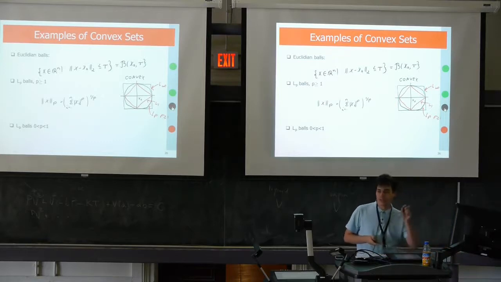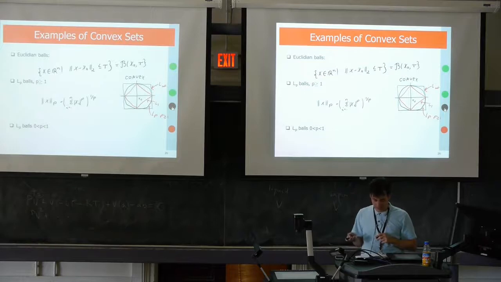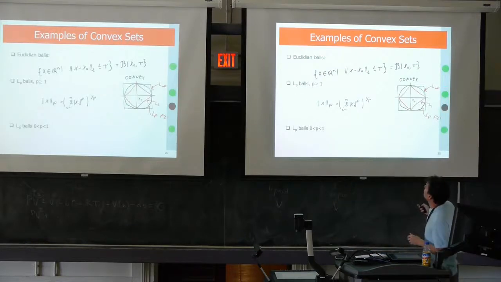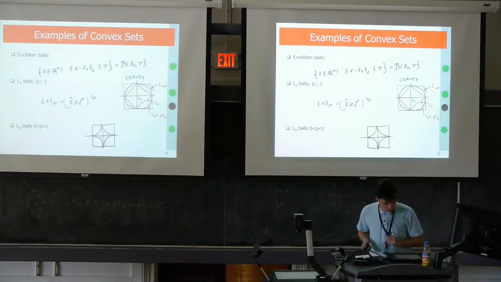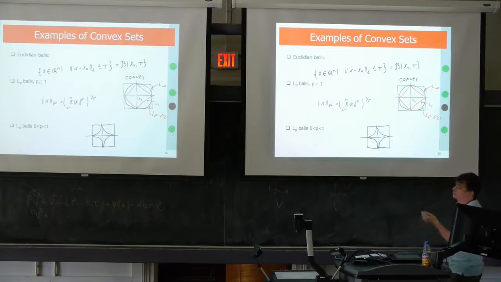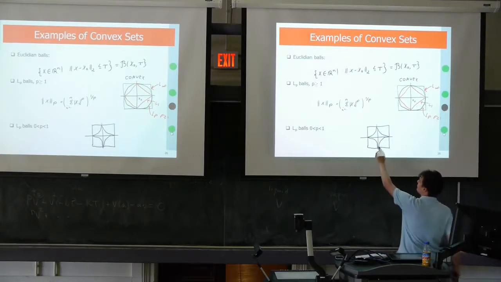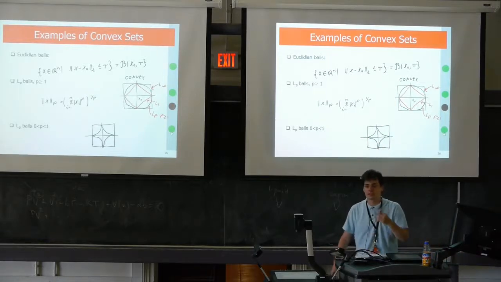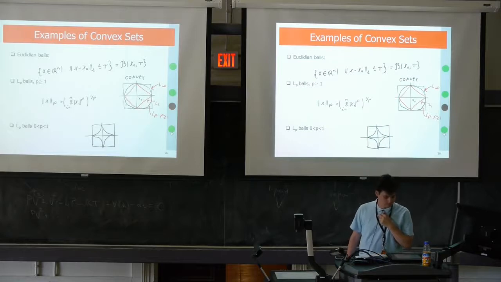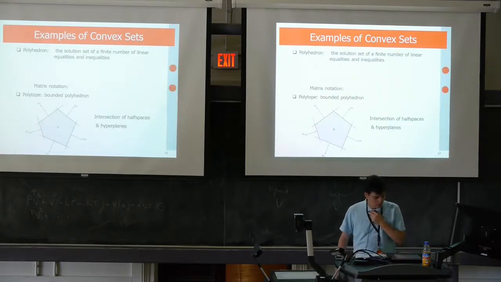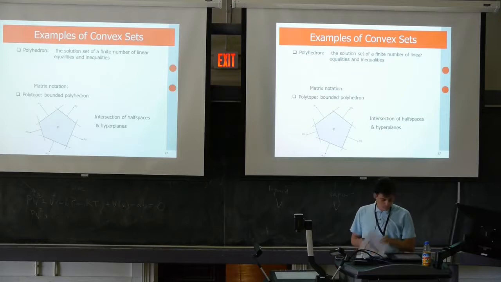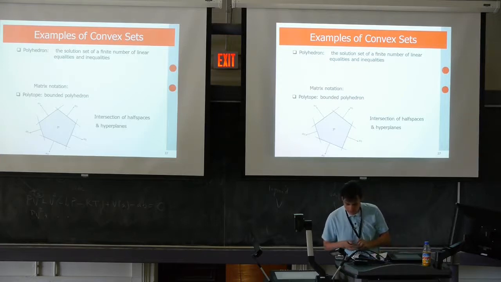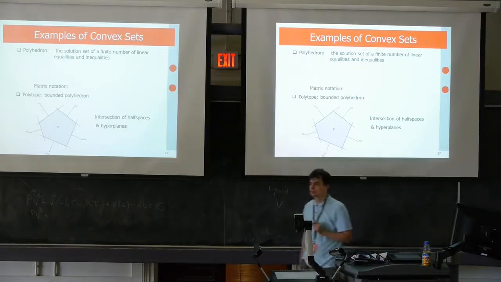However, if p is between 0 and 1, then you can show that the LP balls will look like these star-shaped areas, and that's not convex. Okay. We will need the definition of the polyhedron as well, but I will do that after a 5 minute break.